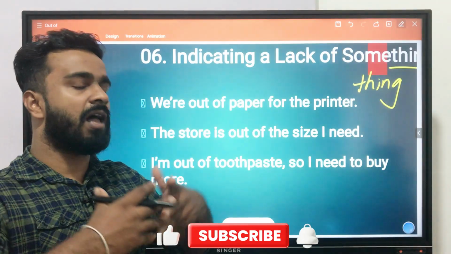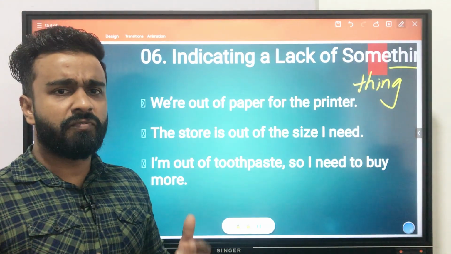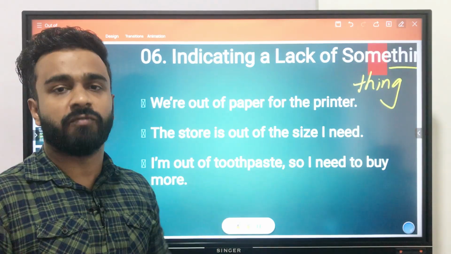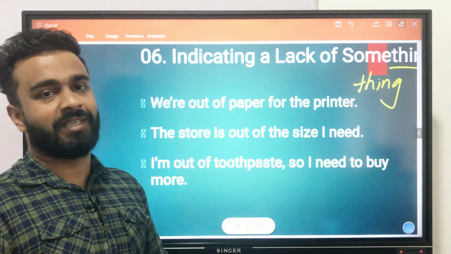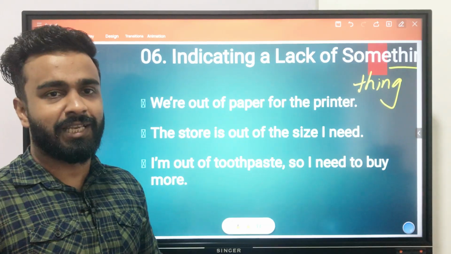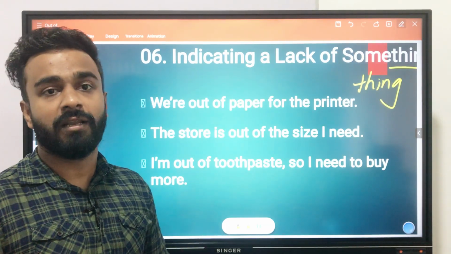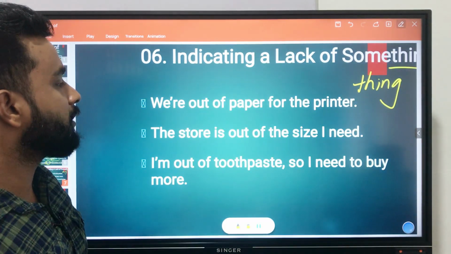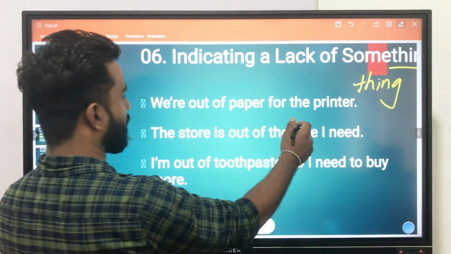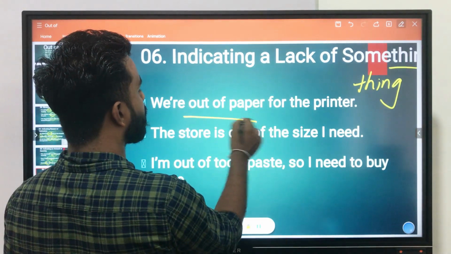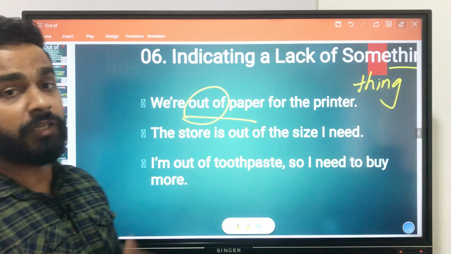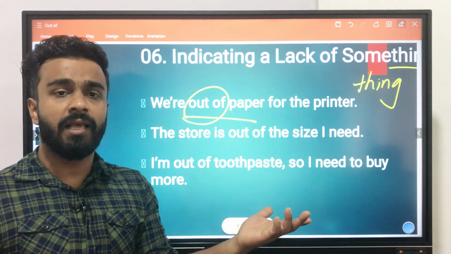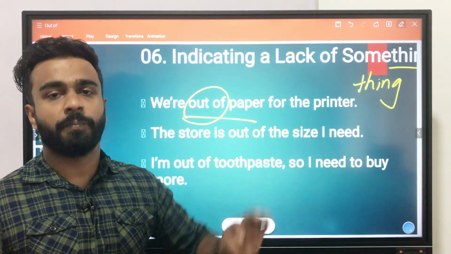It means we lack water. It means we do not have sufficient water. We do not have enough food. Right? It means lack of food. Then to indicate that meaning, we use this preposition "out of". We are out of paper for the printer. So there is a printer, but we do not have enough paper, then we say we are out of paper for the printer.